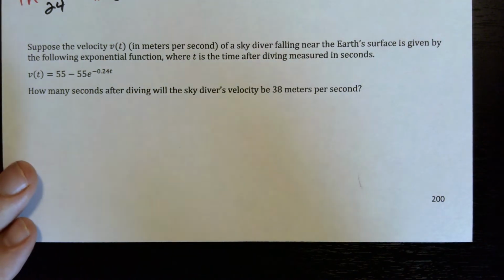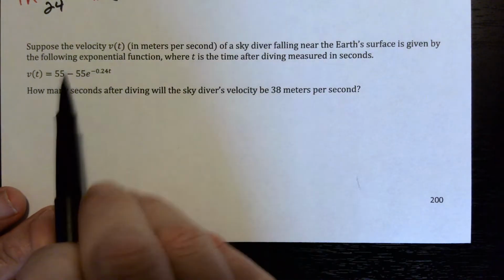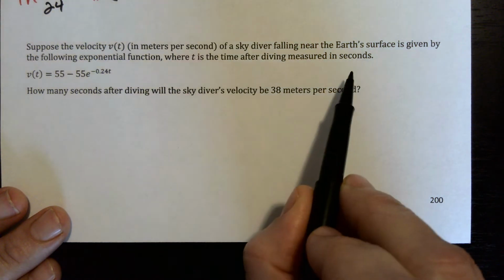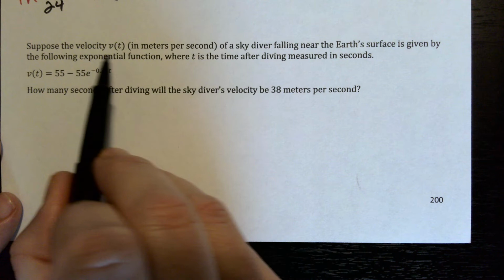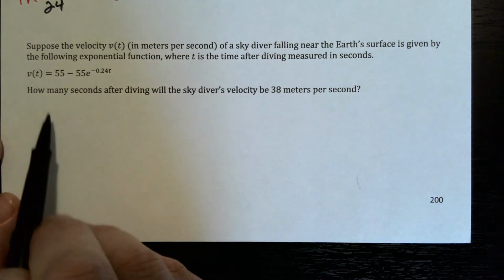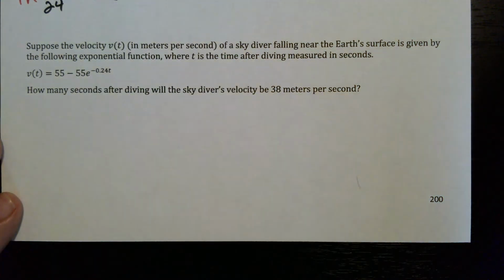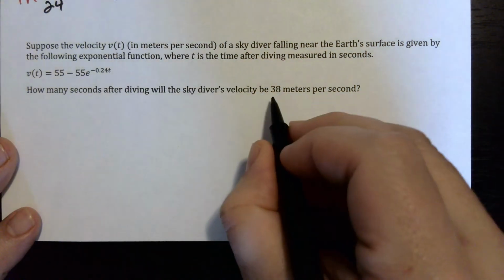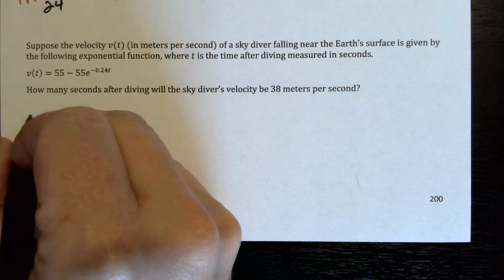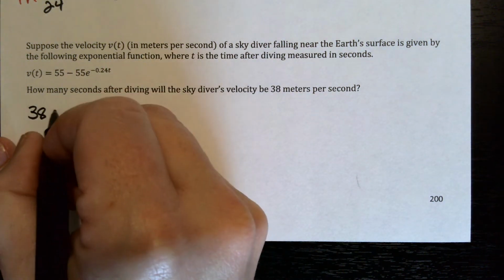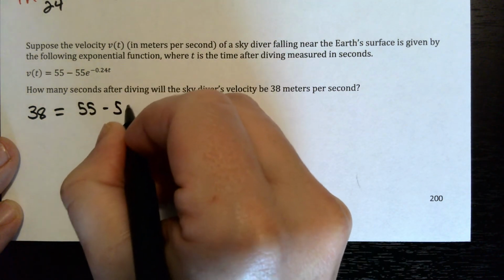Okay, last one. Suppose the velocity v of t, in meters per second, of the skydiver falling near the Earth's surface is given by the following exponential function, where t is time after diving in seconds. Okay, so remember the velocity is in meters per second. So we've got this, v of t is equal to 55 minus 55e to the negative 0.24t. And we want the velocity to be 38. This is the velocity, this is 38. We want to set 38 equal to v of t. So replace it. Here's the rest of the equation.